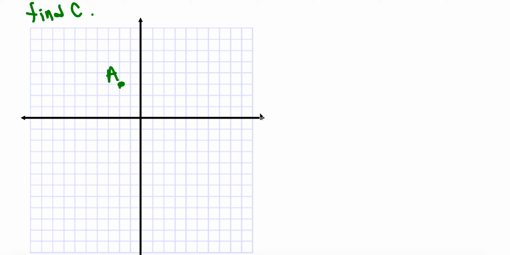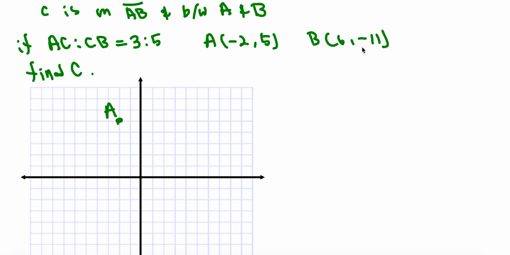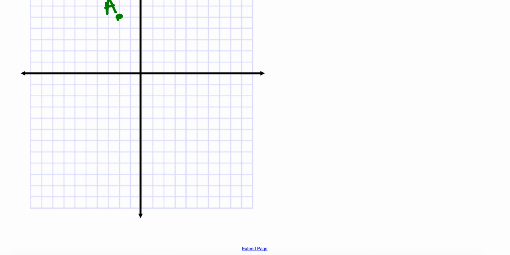I'm going to bring this one up a little bit. That means point A has to be -2, 5. So it should be around here. Okay, now I can plot the other point. 6, -11. So here we get 2, 4, 6, and -11: 2, 4, 6, 8, 10, and 11. So that's B.